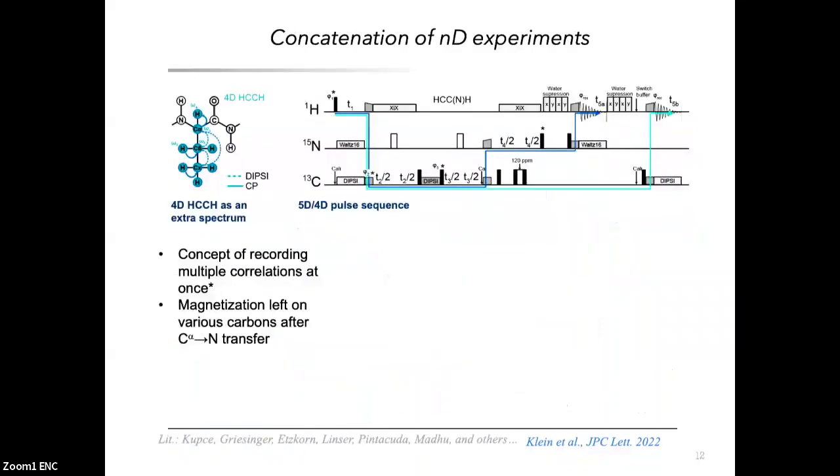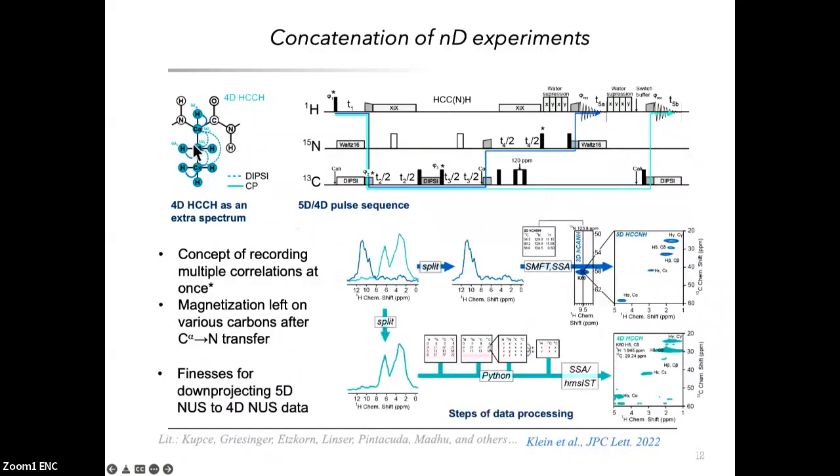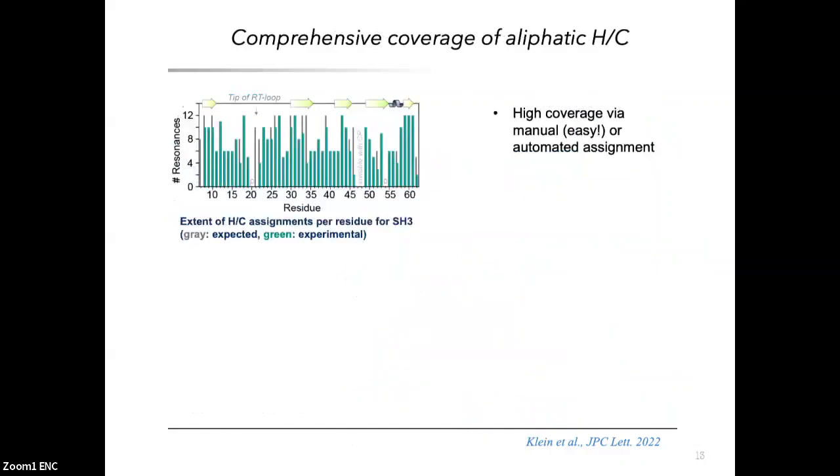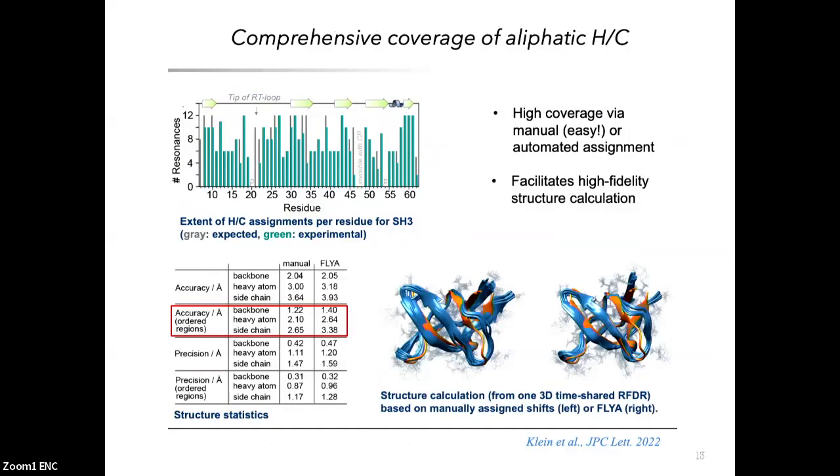So this is very beautiful data. We can combine this even with a 4D HCCH experiment, and by this really get, so this is a little bit more details that I don't have the time to go into, where we have to project down the 5-dimensional data into 4 dimensions if we record this simultaneously. But we get lots and lots of sidechain aliphatic shifts that we can then use for structure calculation.